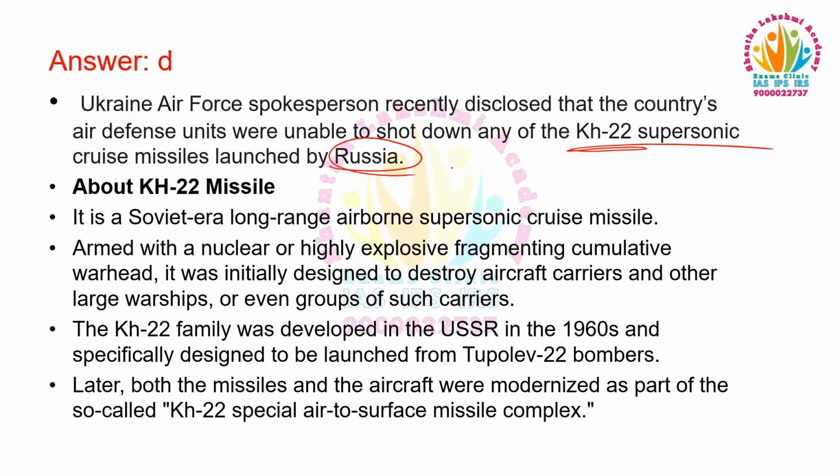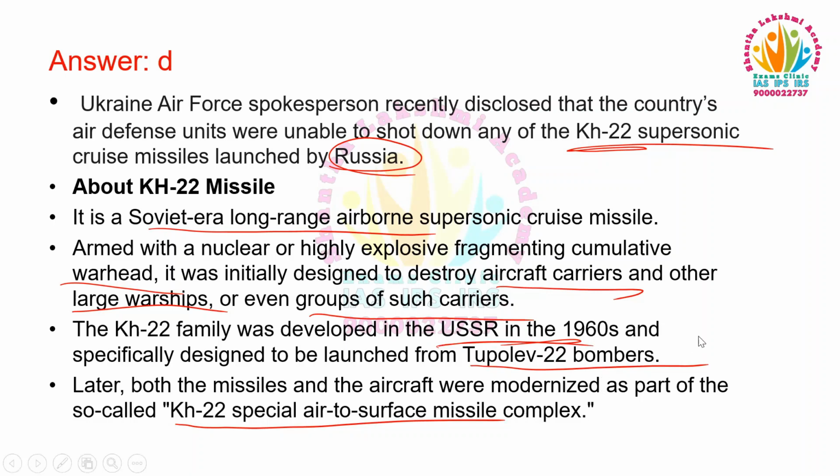About the Kh-22 missile, it is a Soviet-era long-range airborne supersonic cruise missile armed with a nuclear or a high-explosive fragmenting cumulative warhead. It was initially designed to destroy aircraft carriers and other large warships, or even groups of such carriers. The Kh-22 family was developed in the USSR in the 1960s and especially designed to be launched from the Tupolev Tu-22 bombers. Later, both the missiles and the aircraft were modernized as part of the so-called Tu-22M3 Air Force Surface Missile Complex.